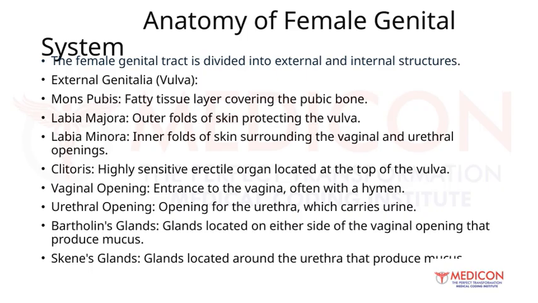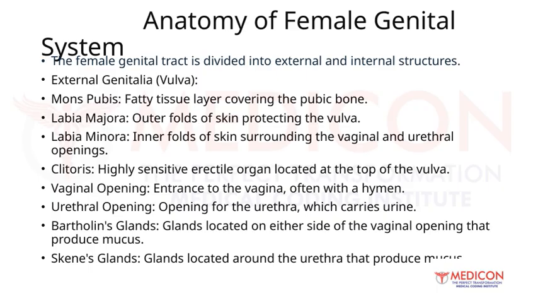Moving downward, we see the labia majora, which are the outer folds of skin that protect the vulva and help shield the internal organs. Inside the labia majora are the labia minora, the inner folds of skin that surround the vaginal and urethral openings. These structures vary in size and shape from person to person, but are crucial in protecting the more delicate internal tissues.